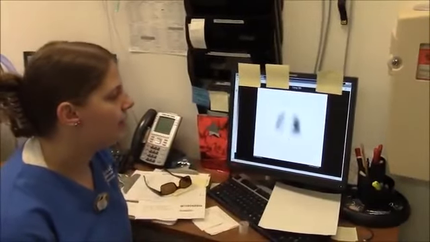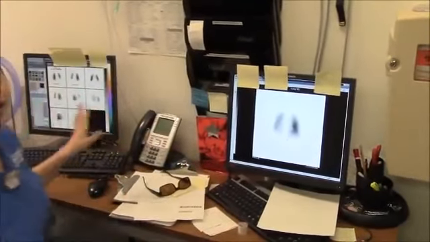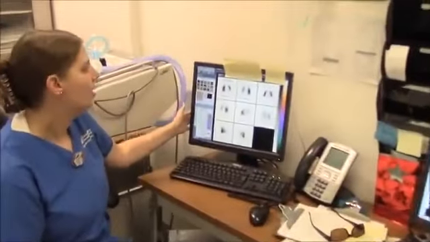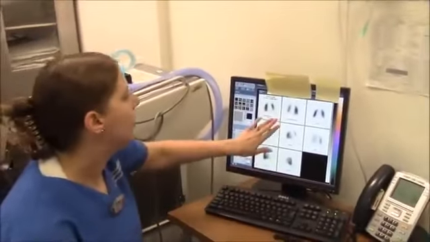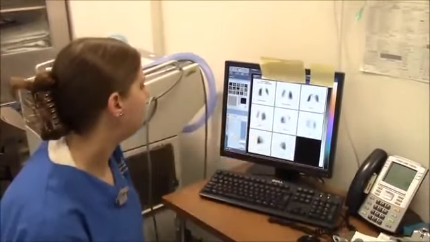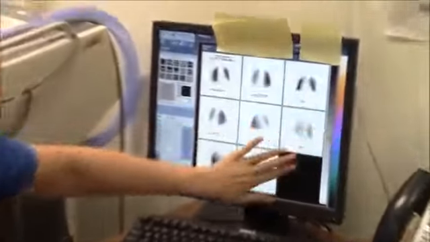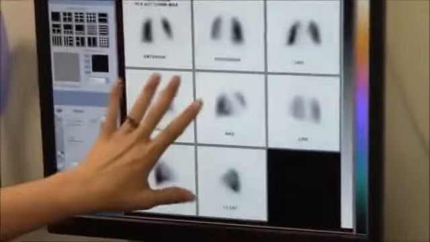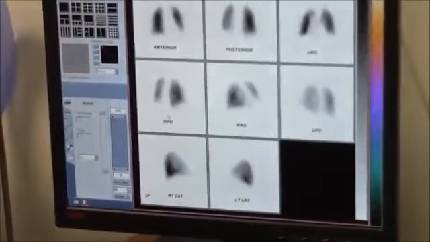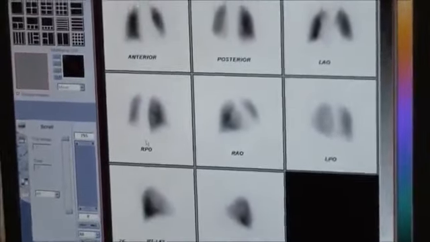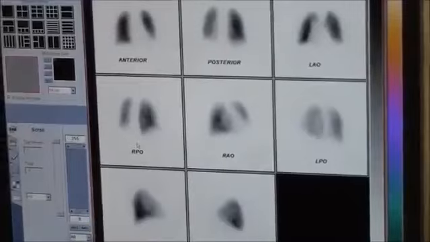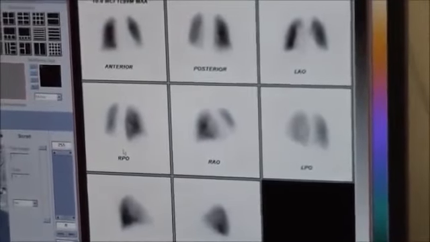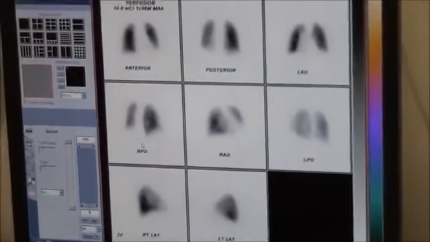To present them to the doctor, you put them together on a screen and you do some labeling. You label the views. Here we have all 8, and also the dose and patient information that we have blocked out here. And this is what the doctor will look at in comparison to the ventilation images to try and see some segmental defects and determine if a pulmonary embolism is there.